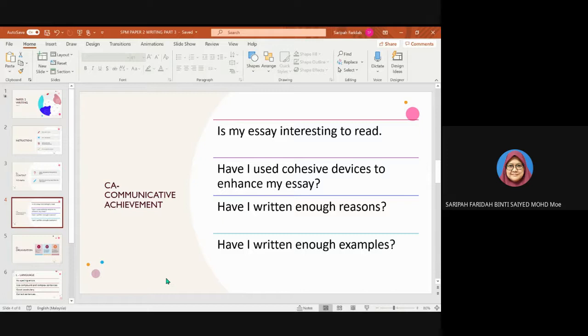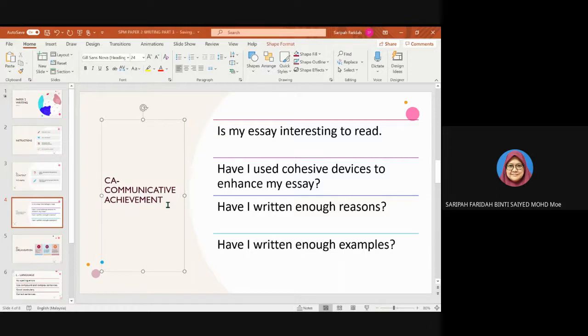Have you written enough examples? So, are your points supported by examples or reasons? So if this is achieved, then you can achieve communicative achievement. This is also 5/5, meaning to say the marks are from 1 to 5 marks.